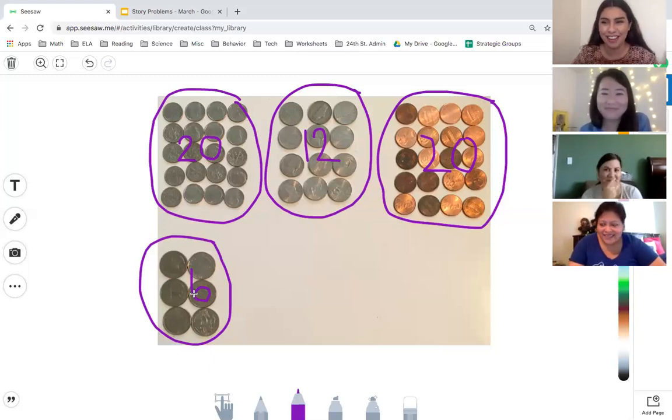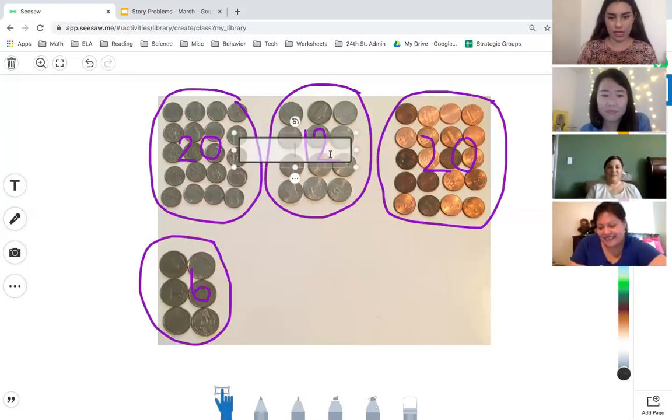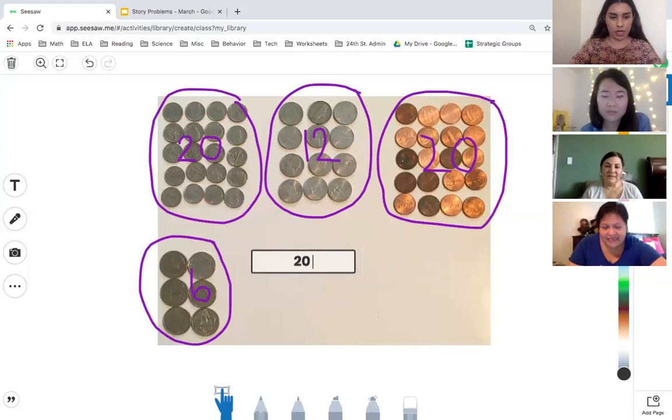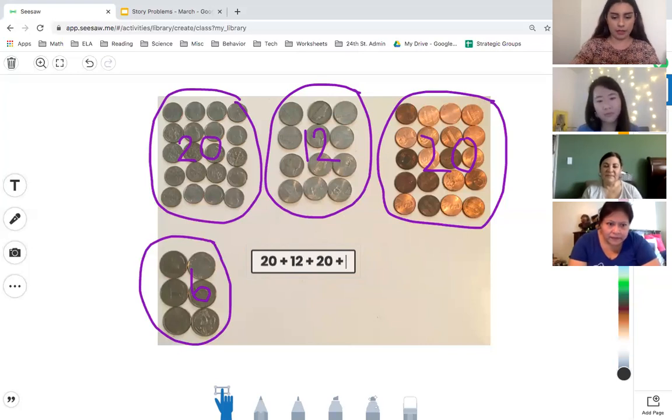No, what do I have to do now, Miss Rosales? Find the total. The total, okay. So I have 20, and I'm going to write it in a text. That's easier. And remember, we can manipulate these texts on Seesaw. Okay, so 20 plus my 12 here, plus 12, oh, forgot my symbol, 12 plus another 20 for my pennies, plus 6 for my quarters. And then let's make that equals, and we don't know yet what it equals.